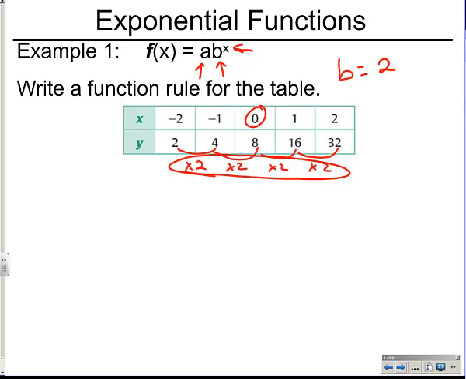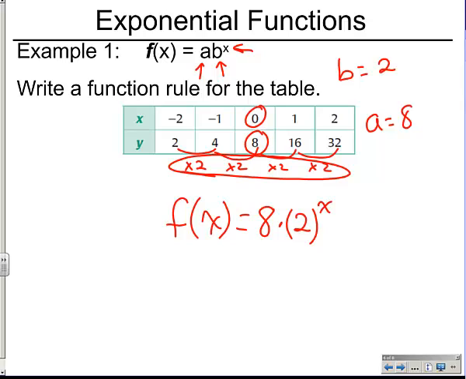We have one right here, which means our a value is 8. So a is going to equal 8. So our function can be written as f of x is equal to, and we have a, which is 8, times, and then we have 2 is our base number to the x power. Only the 2 is being affected by the x, not the 8.